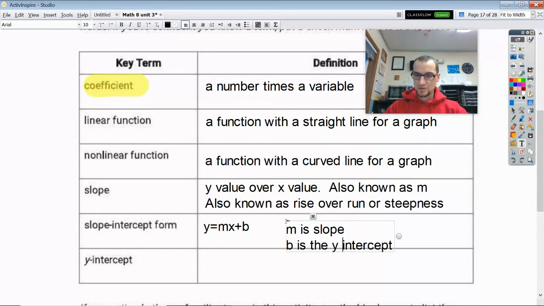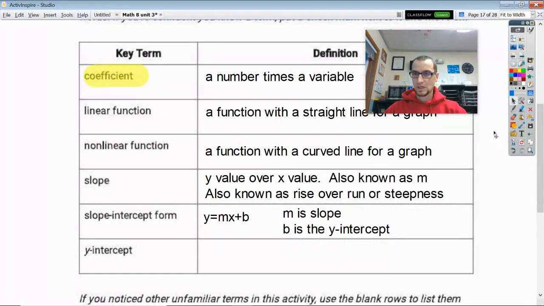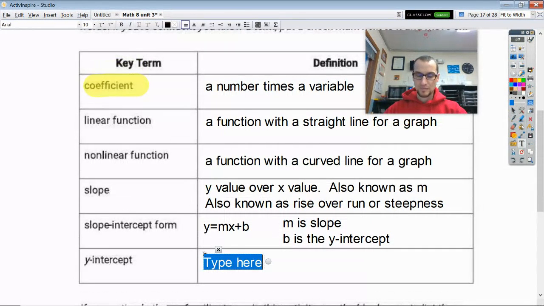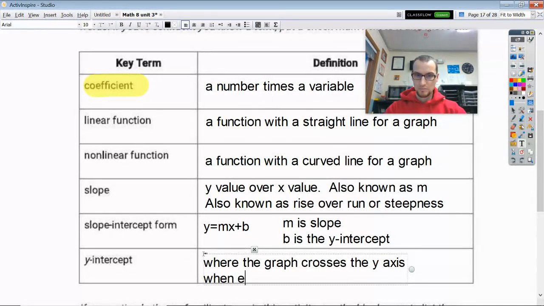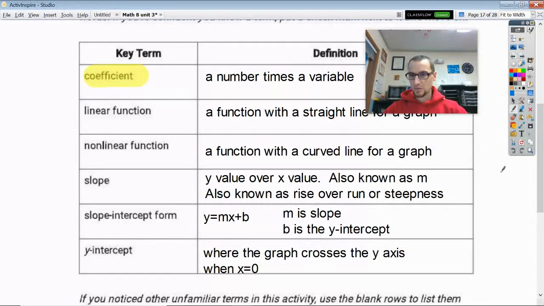Supposed to have a dash in there, I always forget that. The y-intercept is the place on the line where the graph crosses the y-axis. So where the graph crosses. So when x equals 0, you have your y-intercept. So a quick reminder, that is not anywhere close to a good y-axis. That's a bit better.